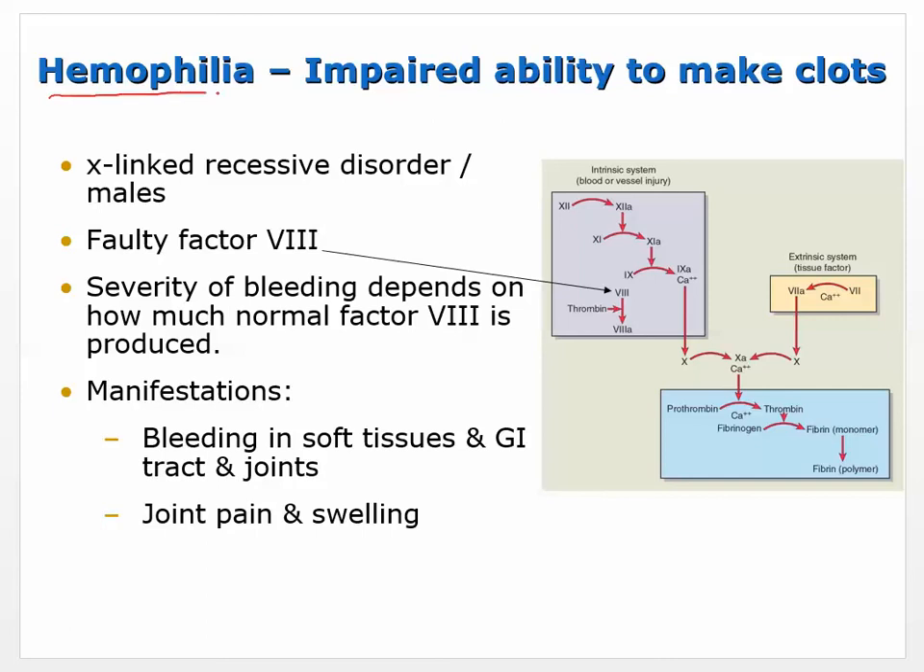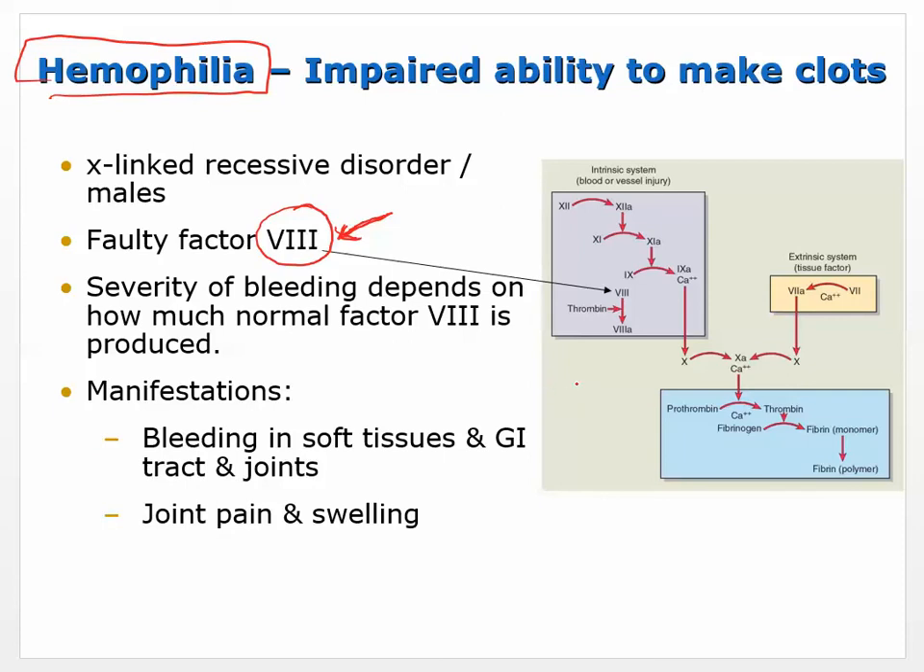So one of these, hemophilia, is an impaired ability to make clots. It's an X-linked recessive disorder of factor VIII. And factor VIII is supposed to form, one of the things that it does is it forms a complex with von Willebrand factor to help platelets aggregate. So because it's a faulty factor VIII, then that isn't going to occur in the way that it's supposed to occur, and then you have a defect in the ability to clot.